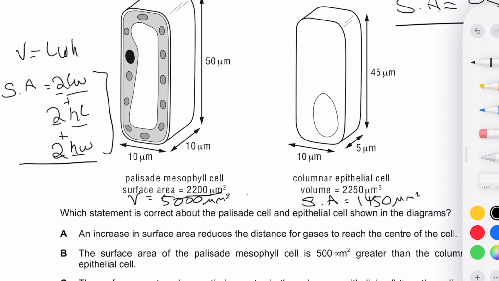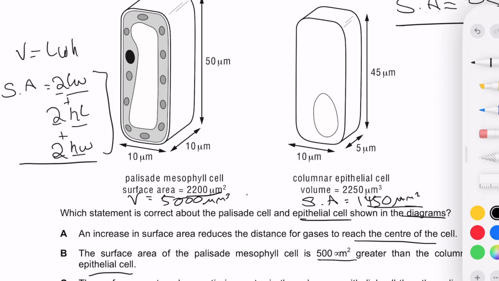Which statement is correct about the palisade cell and epithelial cell as shown in the diagram? An increase in surface area reduces the distance for gases to reach the center. Actually, no, not necessarily, and maybe even wrong. Surface area of the palisade mesophyll cell is 500 times greater than the columnar epithelial cell. We can see the surface area is actually smaller for the palisade mesophyll cell compared to the columnar. The surface area is greater, but it's no way greater by 500 times.